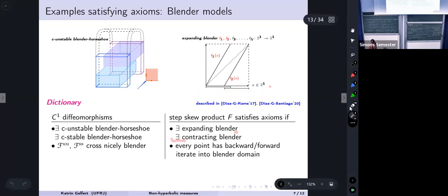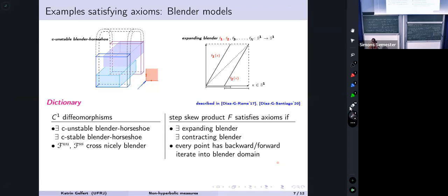Okay, and then you also assume that this is true for the inverse maps of your iterated function system, which we called a contracting blender. And last but not least, you also want transitivity. So if you can prove that every point on the circle has some backward and forward orbit which eventually enters this blender domain of an expanding blender and also of the contracting blender, then you have an example of a skew product which satisfies these axioms. Okay.